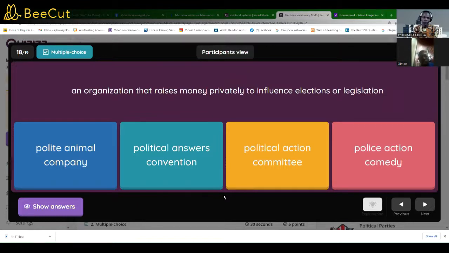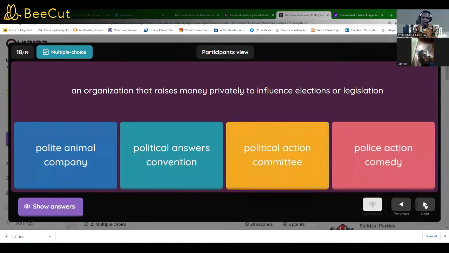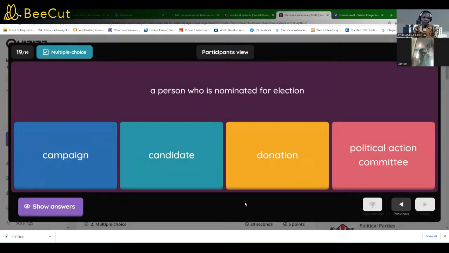An organization that raises money privately to influence election or legislation: political action committee. Okay. And the last one. Nominated for election is a candidate.